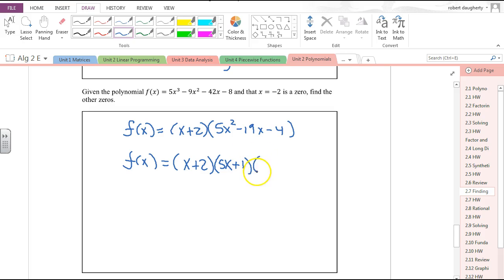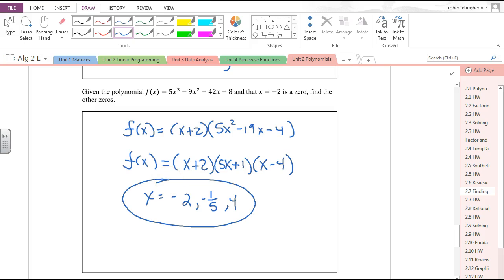5x plus 1 and what? X minus 4. Okay. And so all of the zeros would be x is equal to what? Negative 2, negative 1/5, and 4. Those are all the roots or zeros to that.